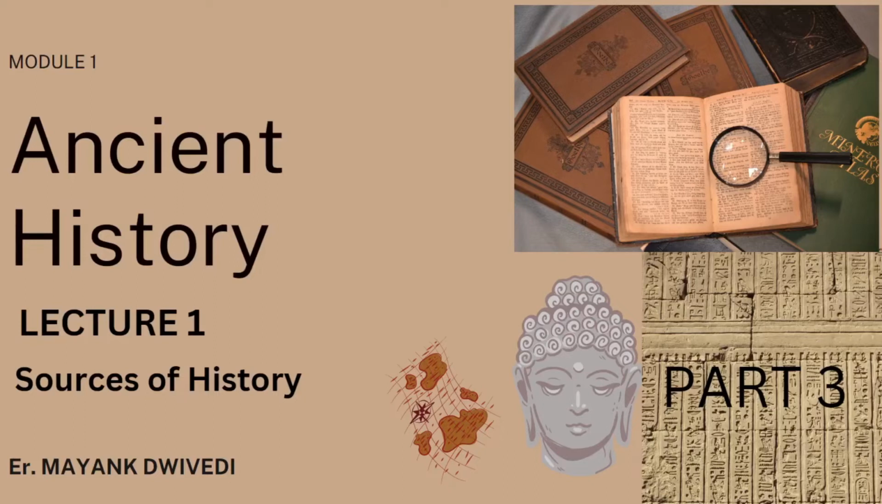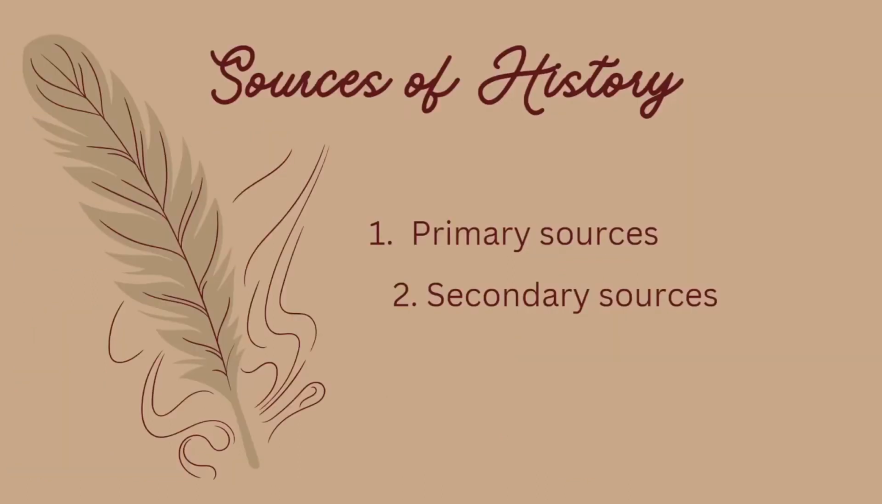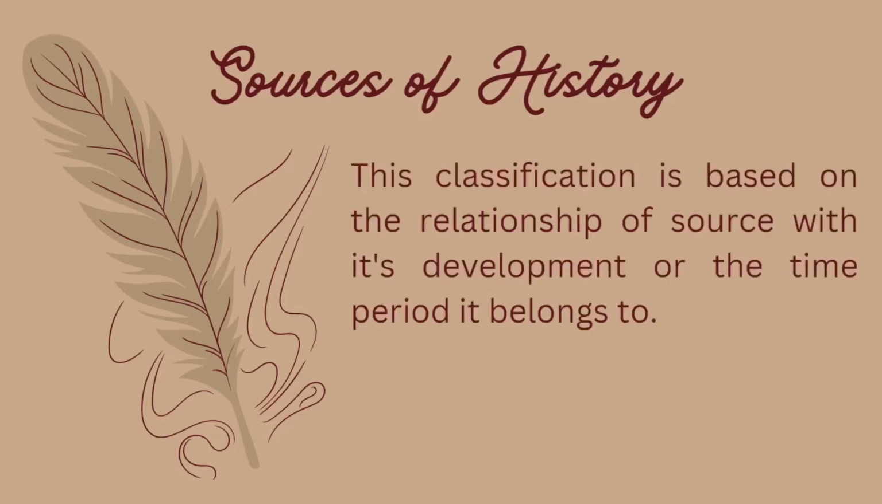Today we are going to discuss Lecture 1 Part 3, Sources of History. Today we are going to discuss primary and secondary sources, as we have discussed previously archaeological sources and literary sources. Now we are going to discuss the sources based on their nature. Sources used in reconstruction of early Indian history can be broadly divided into categories of primary and secondary sources. This classification can be based on the relationship of the source with a particular development or time period.